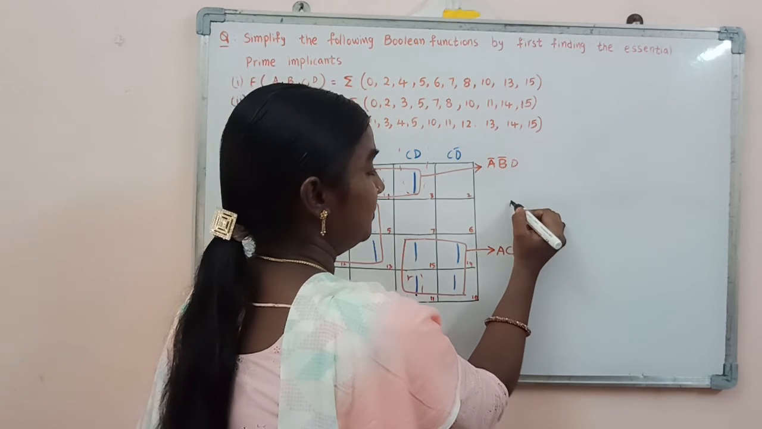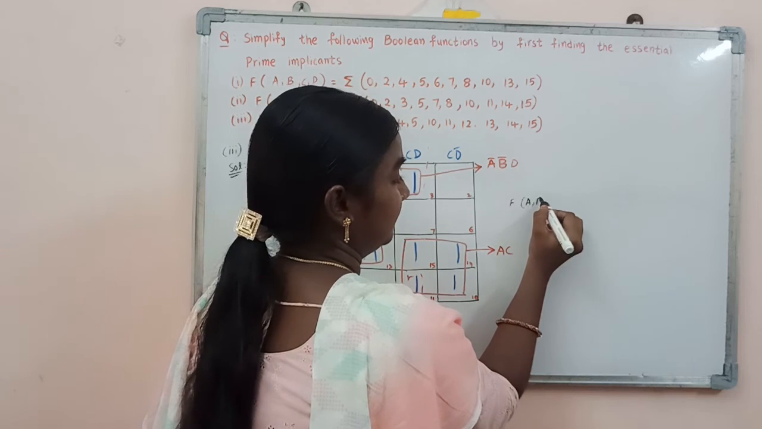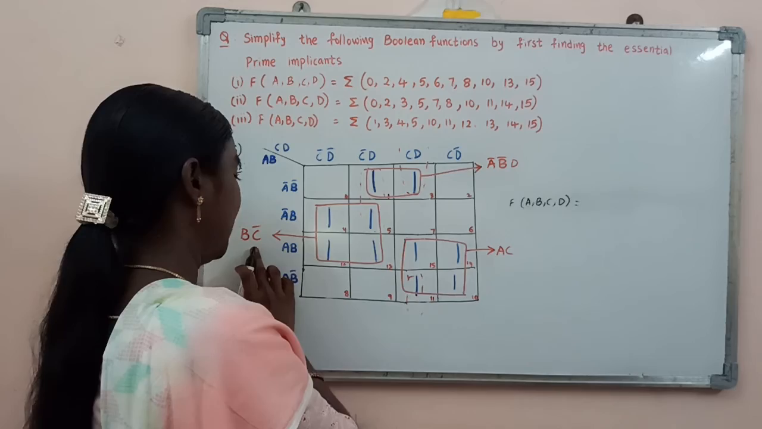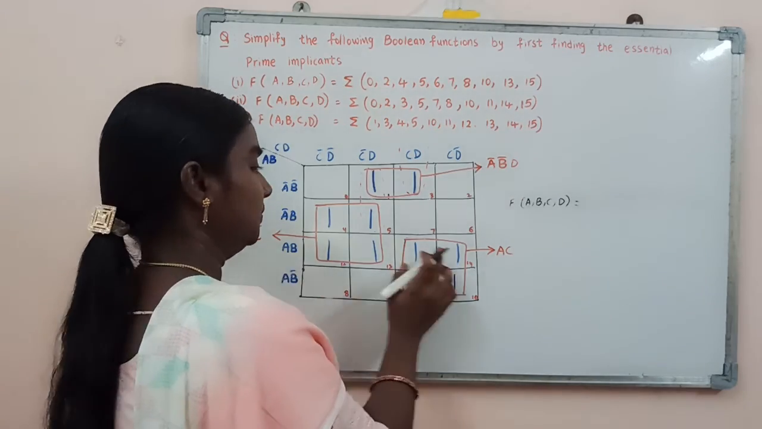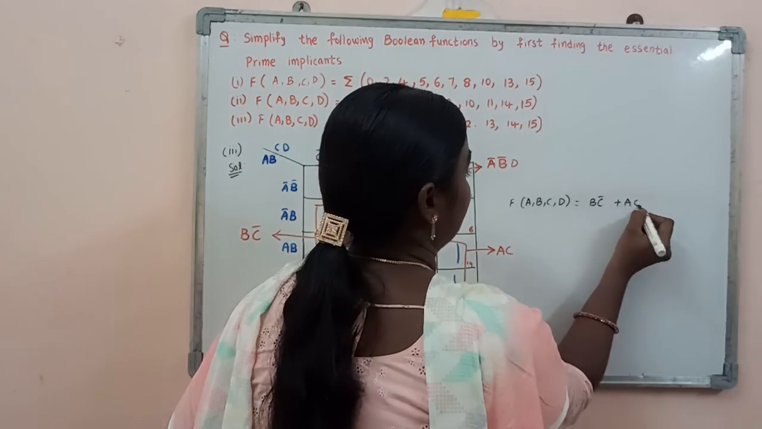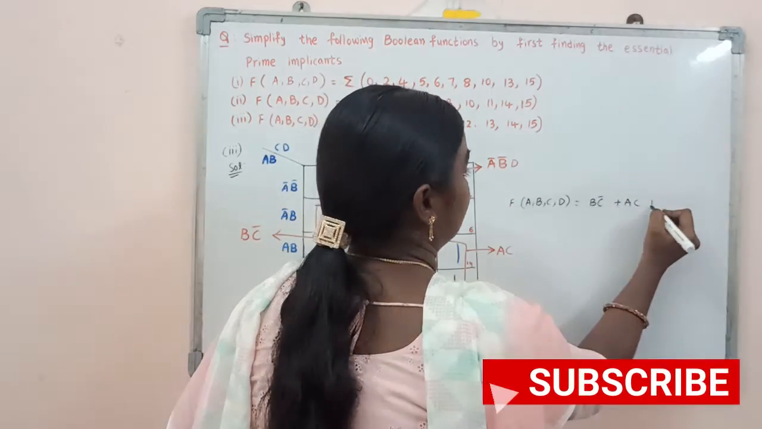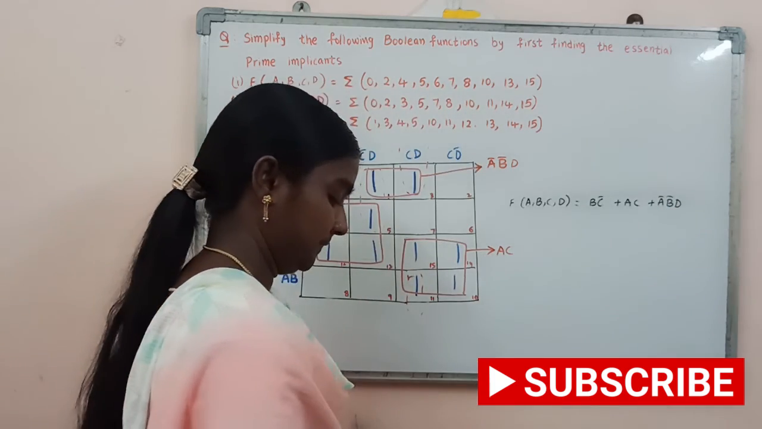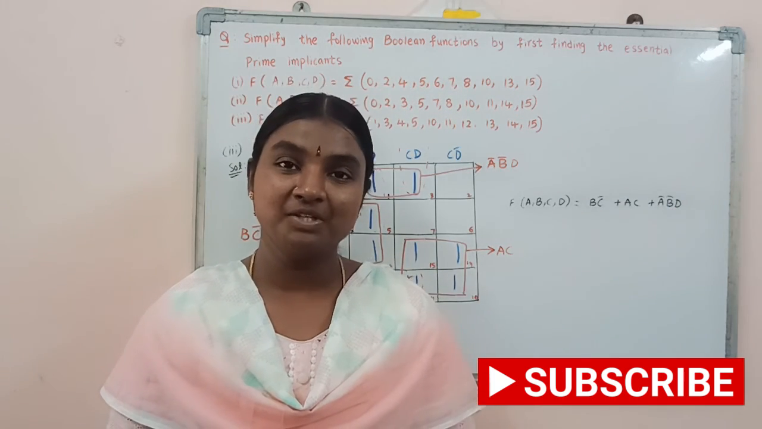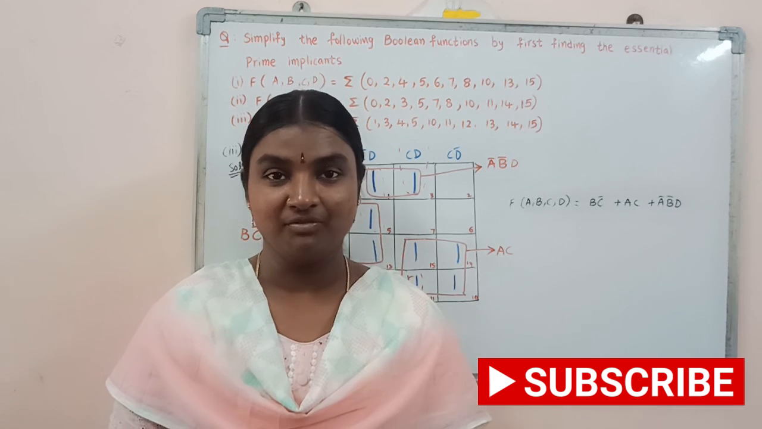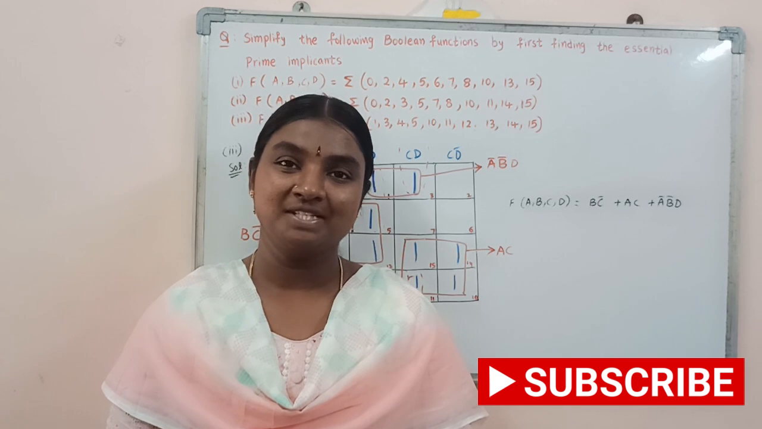Now the simplified Boolean function can be written by considering the essential prime implicants, these two, BC bar plus AC, and the prime implicant A bar, B bar and D. Now this is the procedure we need to follow to find the simplified Boolean functions. Thank you for watching this video.